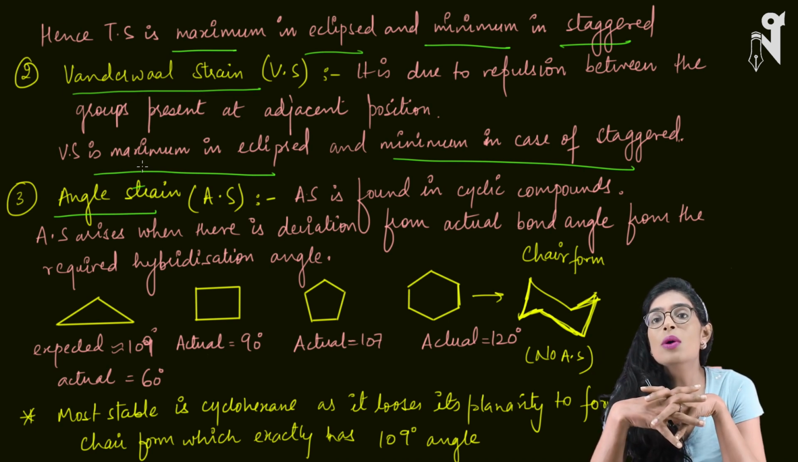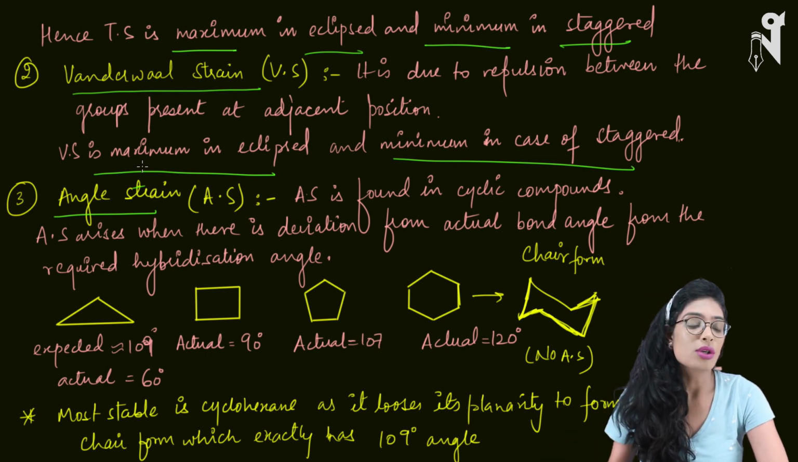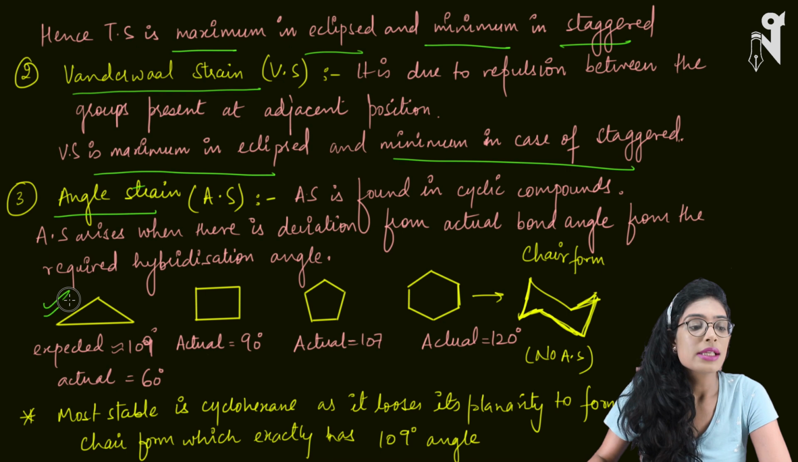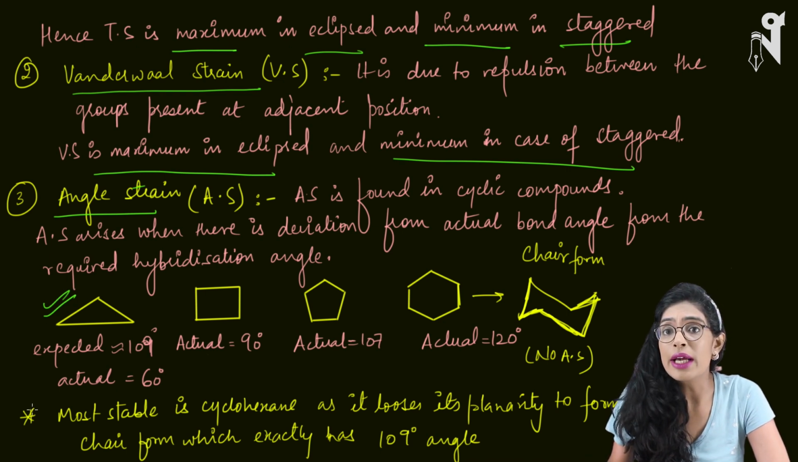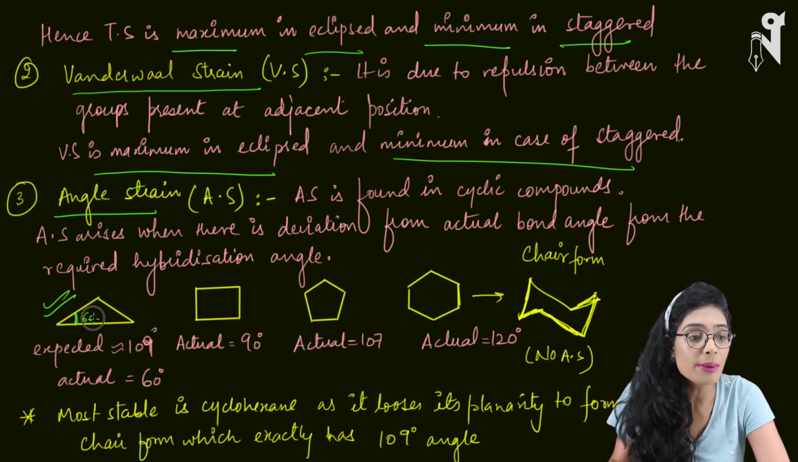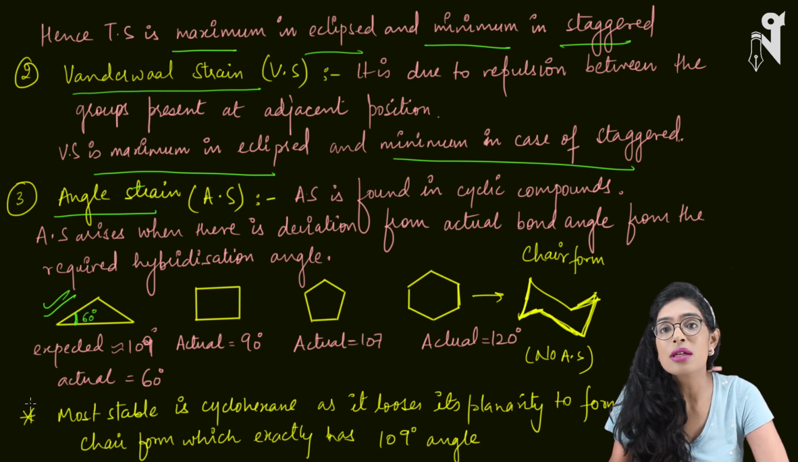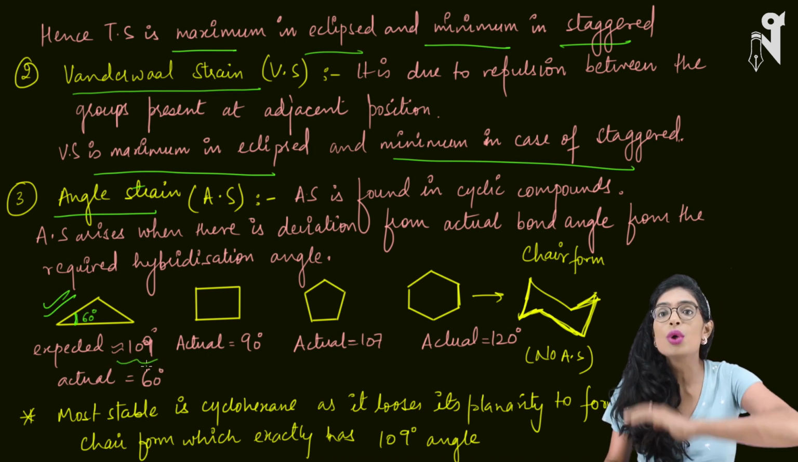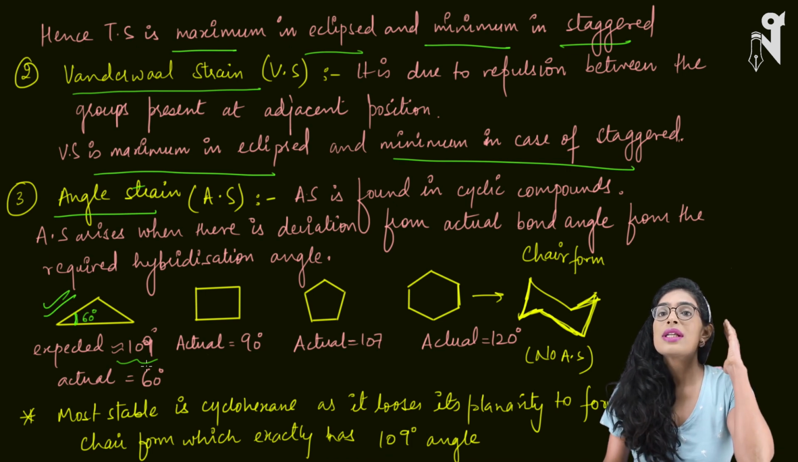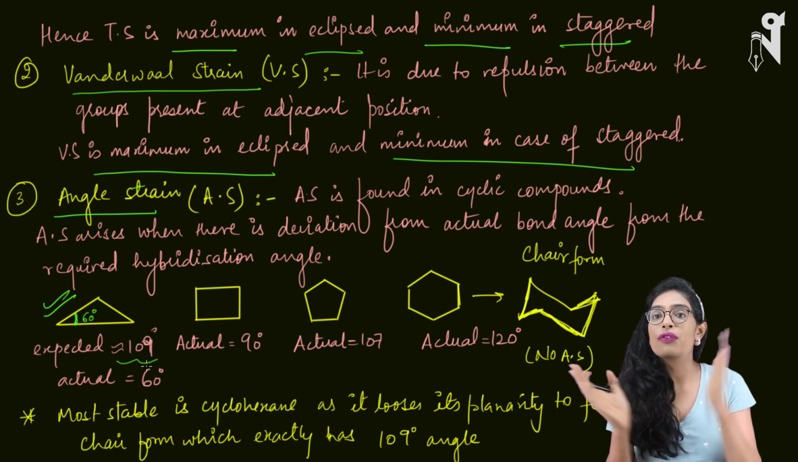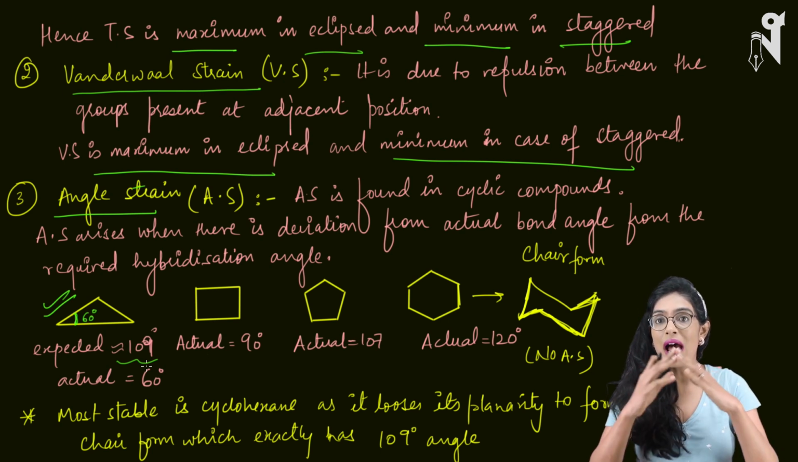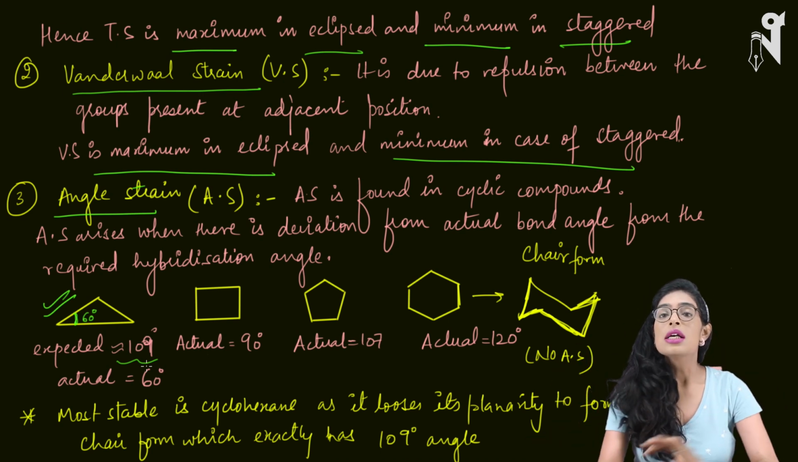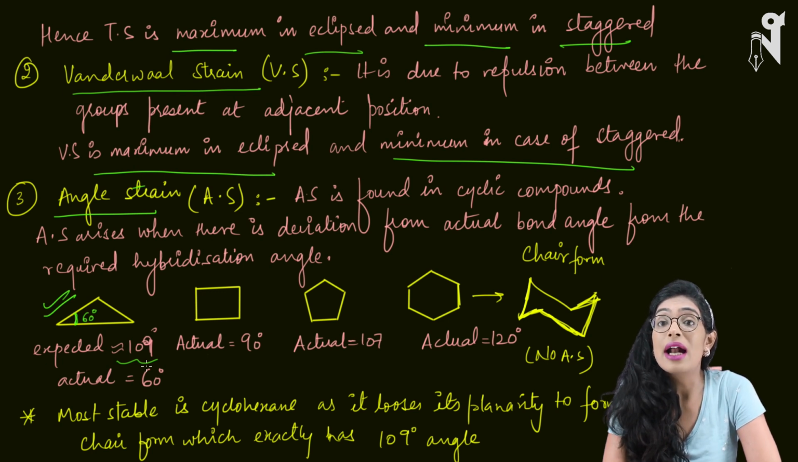For example, if I talk about cyclopropane, look at the structure of cyclopropane. Here, though all the carbons are sp3 hybridized, the angle between one carbon and another carbon is 60 degrees, whereas in case of sp3 hybridized carbon, the angle expected is around 109 degrees. So there is a huge difference between what is expected and the actual angle, because of which the carbons are at strain. They have formed sp3 hybridization, they are somehow joined to each other, but they are at a very high strain because they are not able to maintain the angle which is required for a certain hybridization.